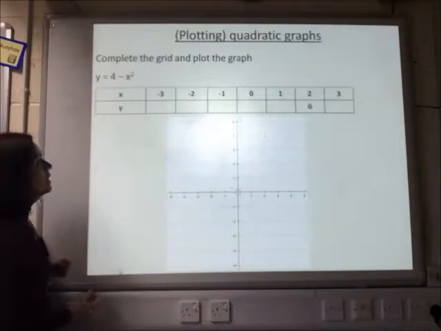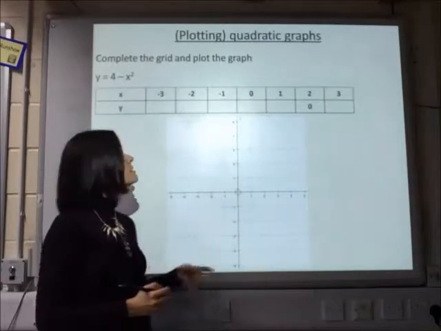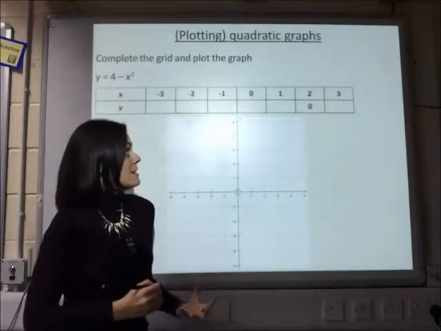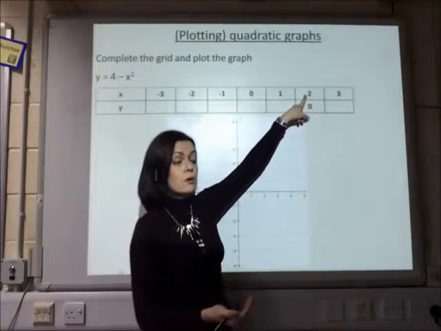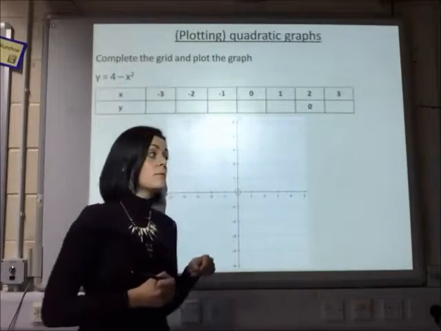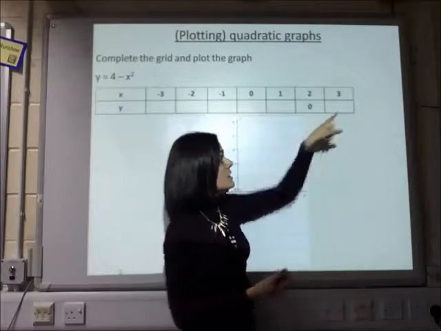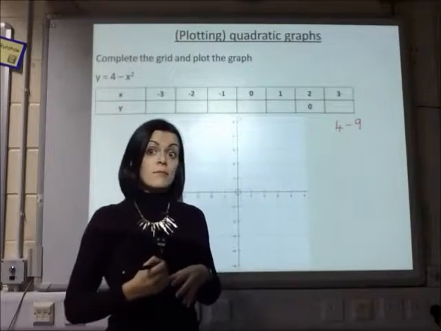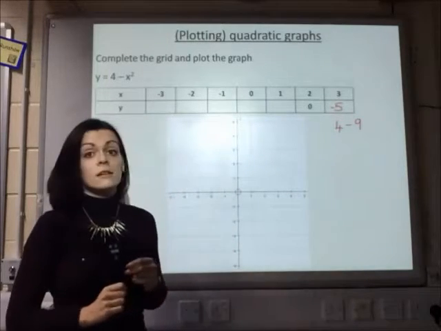The second one's a little bit harder because we're going to do 4 minus x squared. Now if you think of your rules of BIDMAS, we always do our powers before our subtracts. So the first thing I would do here for the example one would be 2 squared, that's 4. And I'm going to do 4, take away 4, which is why there's a 0 there in that table. So let's try it for 3. 3 squared is 9, and I'm going to take that away from 4. So I'm going to do 4, take away 9, which is going to give me a minus number. I'm going to have a minus 5 there for 3.